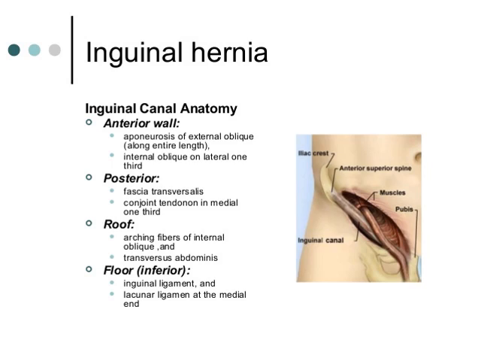To revise the anatomy of the inguinal canal, as I've told you, you can imagine it as a box. This box has anterior and posterior walls, a roof, and a floor. The anterior wall is formed by the external oblique aponeurosis all through, and the internal oblique on the lateral side. The posterior wall is formed of the fascia transversalis all through and the conjoint tendon in the medial one-third. The roof is the arching fibers of the internal oblique and, to this extent, the transverse abdominis. The floor is formed by the inguinal ligament and the lacunar ligament at the medial end.